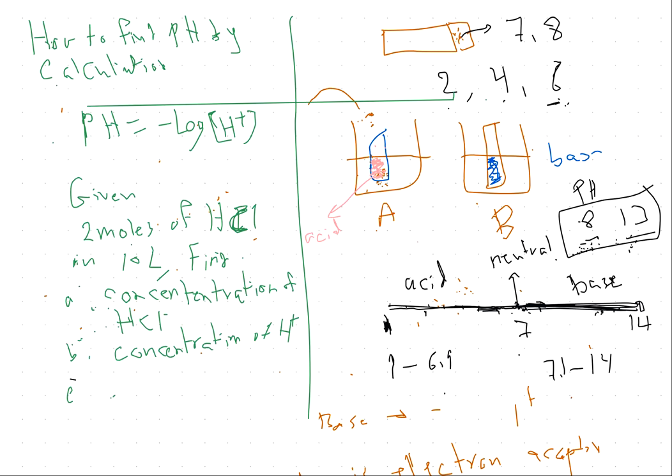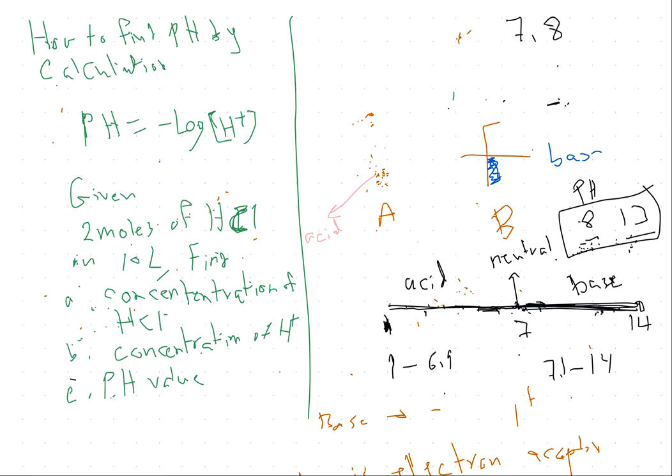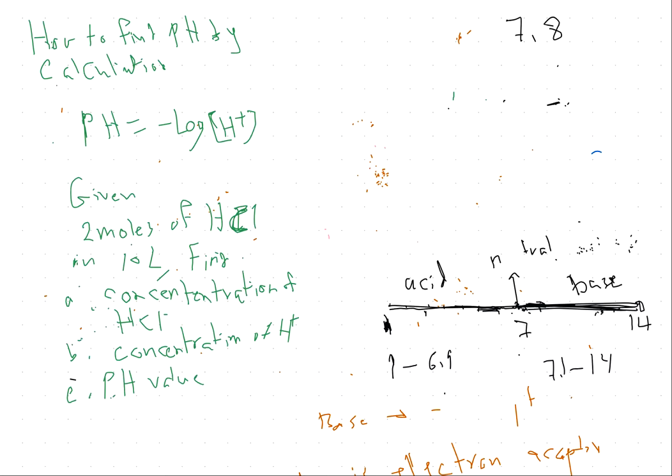Is it easy or difficult? Somebody help me. How to find the first one, concentration? I need first to know what is the equation. Look here. How to find the concentration? Concentration equals number of moles over volume. Do I have a number of moles for HCl? Yes. How much is it, Yusuf?